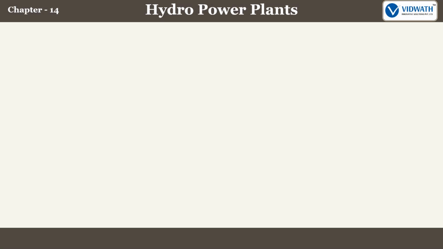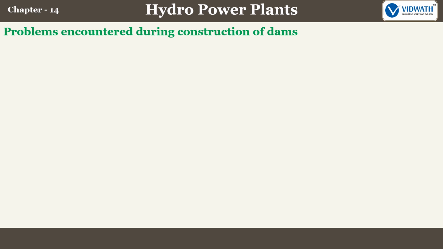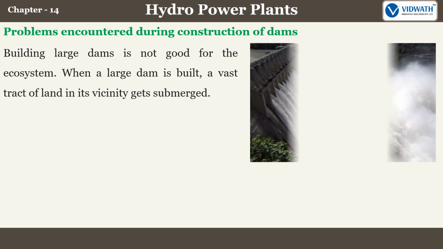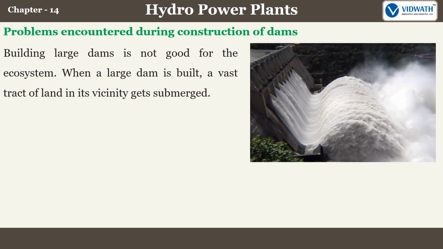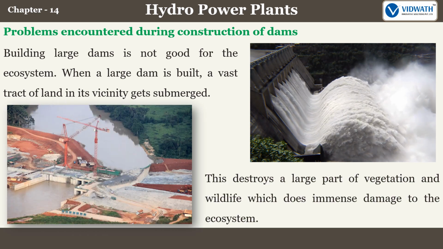We shall now look into the problems encountered during construction of dams. Building large dams is not good for the ecosystem. When a large dam is built, a vast tract of land in its vicinity gets submerged. This destroys a large part of vegetation and wildlife, which does immense damage to the ecosystem.